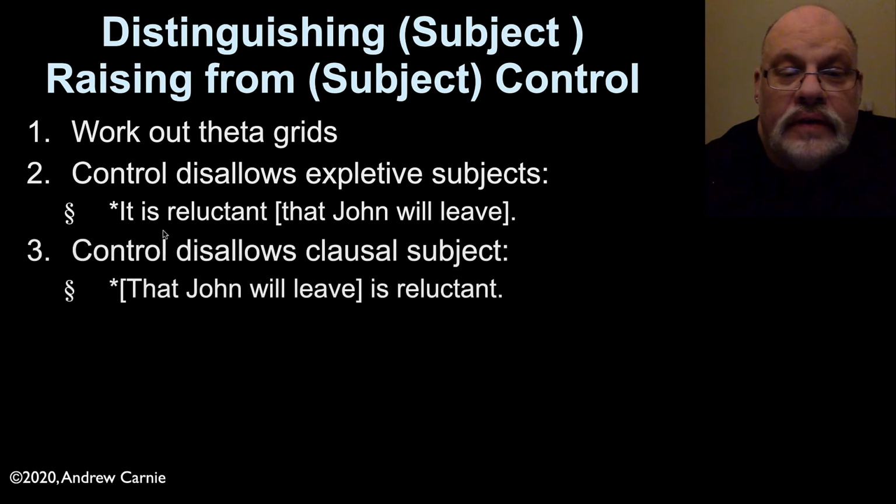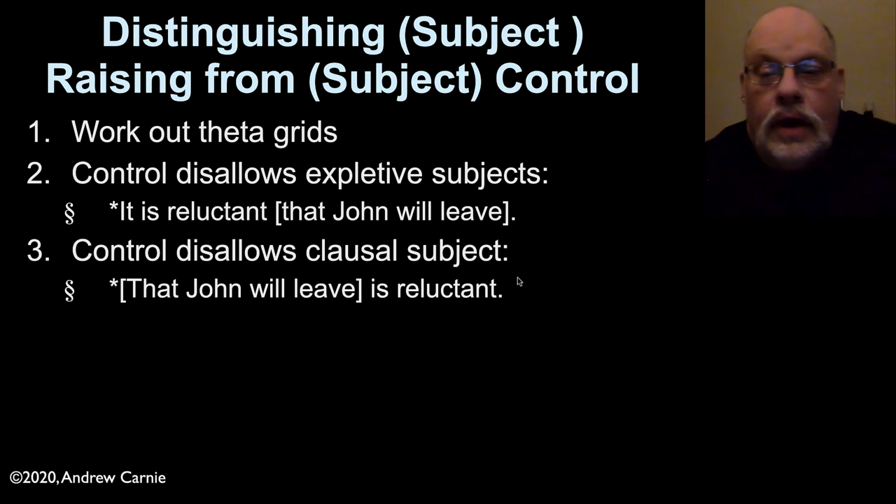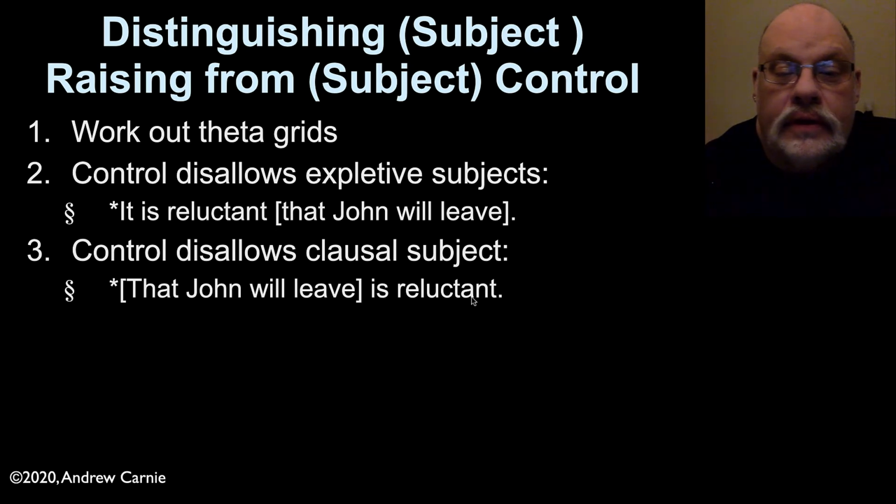It's also the case that control constructions disallow clausal subjects. So with "is likely", we were able to move that embedded clause up, and we were able to say "that John will leave is likely", but that's unacceptable with "is reluctant". "That John will leave is reluctant" is terrible. And the reason for that is because "that John will leave" is not a good experiencer. And remember, "reluctant" requires an experiencer subject.